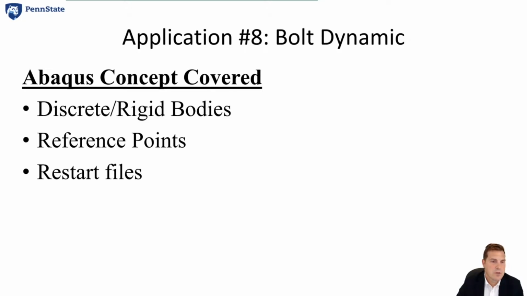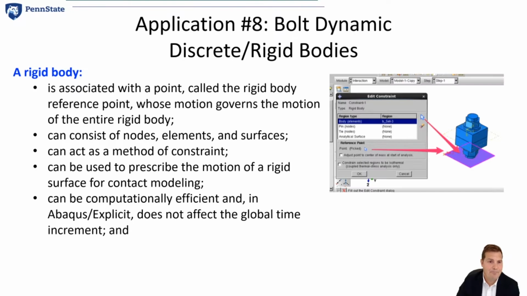The first one is discrete and rigid bodies. So we're going to drop this assembly onto a rigid floor. Okay, so we're going to learn how to create rigid bodies, very useful. And then we're going to also look at reference points, which are actually used in rigid bodies to define them. And then finally, to pass our simulations off from last week's application to this week's application, we're going to make use of restart files. So we actually have to create those, and I'll walk you through that.